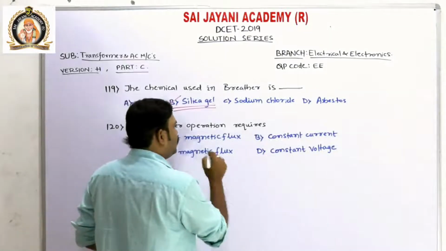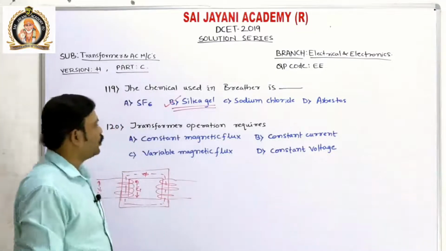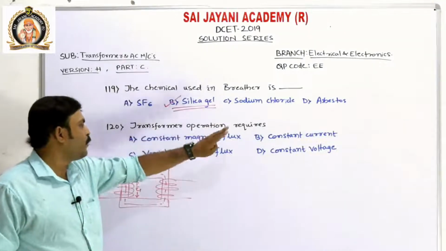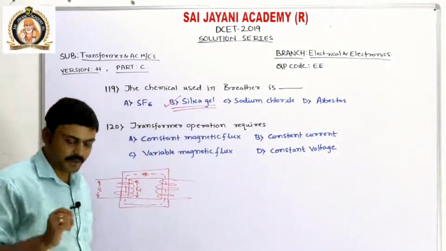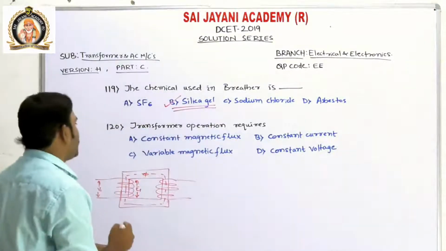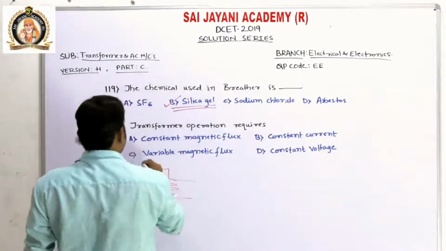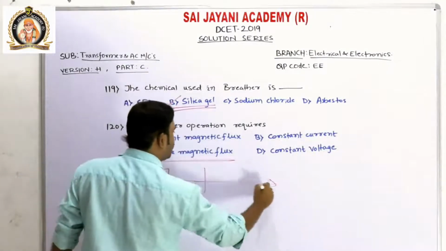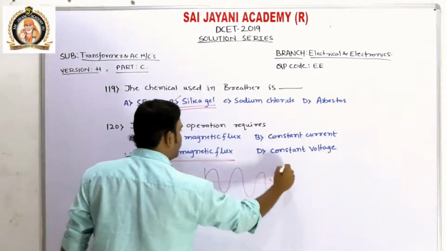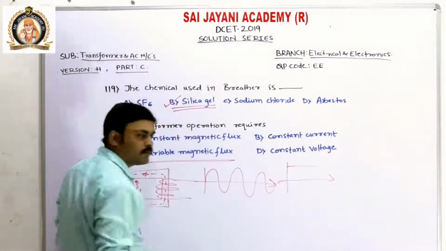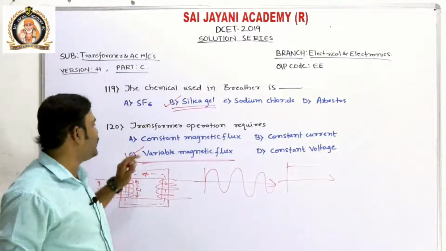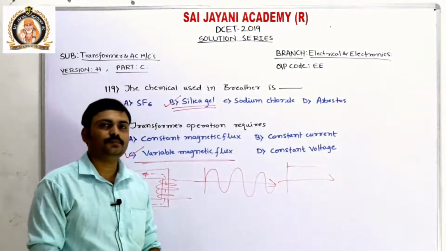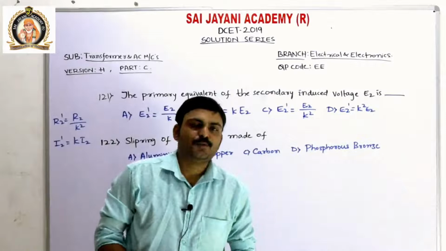So which option is right? For the 120th question, transformer operation requires variable magnetic flux. This flux should be alternating in nature. It should vary. It should not be constant like this. So option C, variable magnetic flux, is the right answer. Okay, let us move on to the next question.